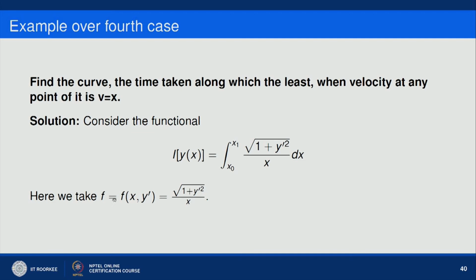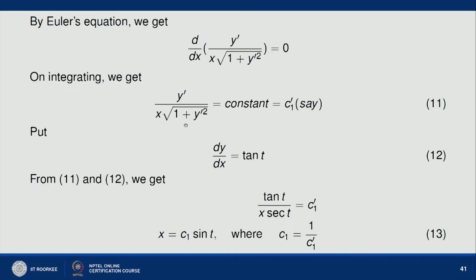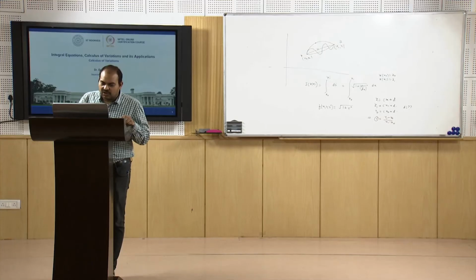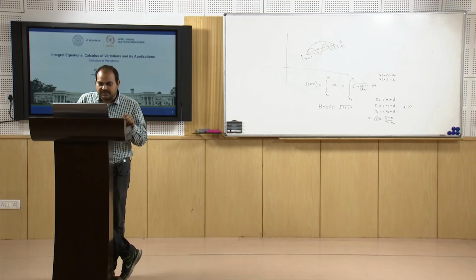So here if you look, f is nothing but f of x comma y dash, it is independent of y here. So in this case you can solve this, and you get the Euler equation, which simplifies here as y dash upon x times under root 1 plus y dash square is equal to constant. So let us take this constant as C1 dash. Now here we have different ways to solve this. One way is to take y dash equal to some kind of parameter. Another way is to simplify this for y dash and then try to solve. So let me solve this by taking a parametric representation of this y dash.